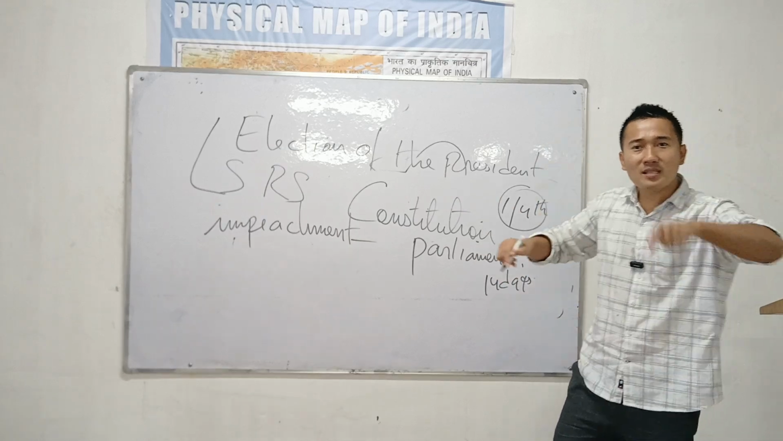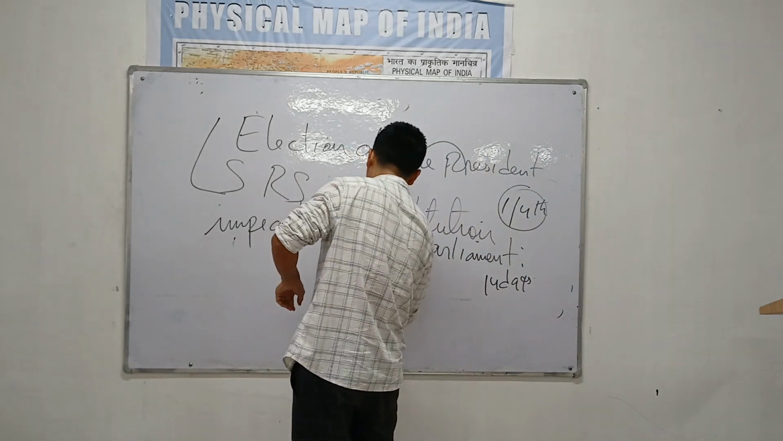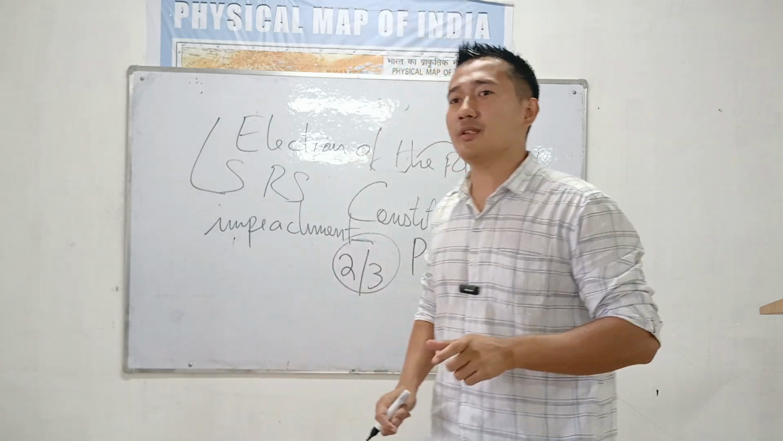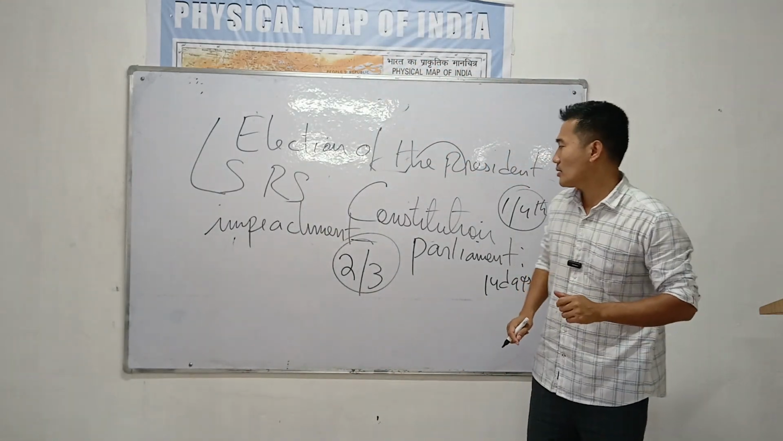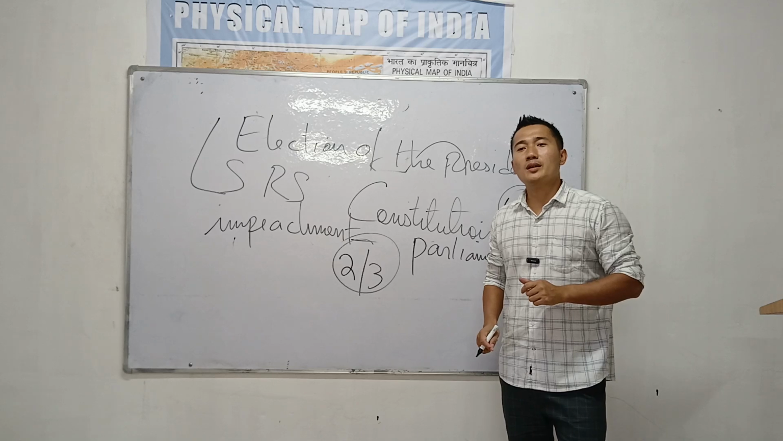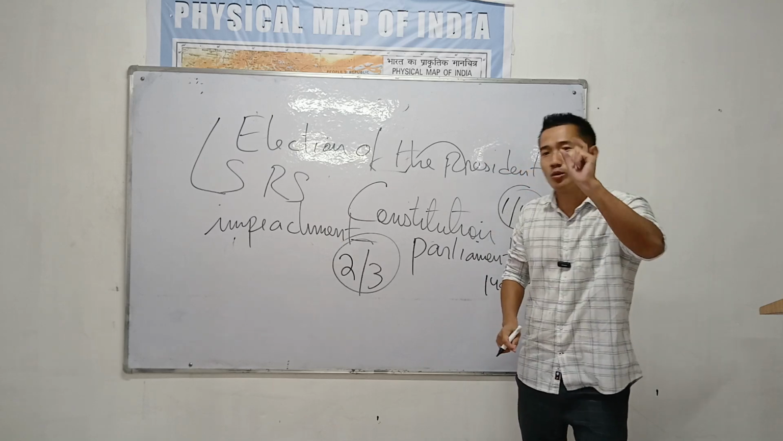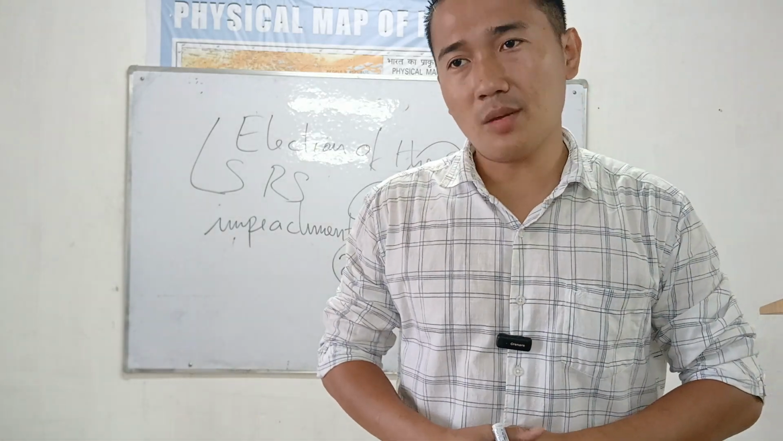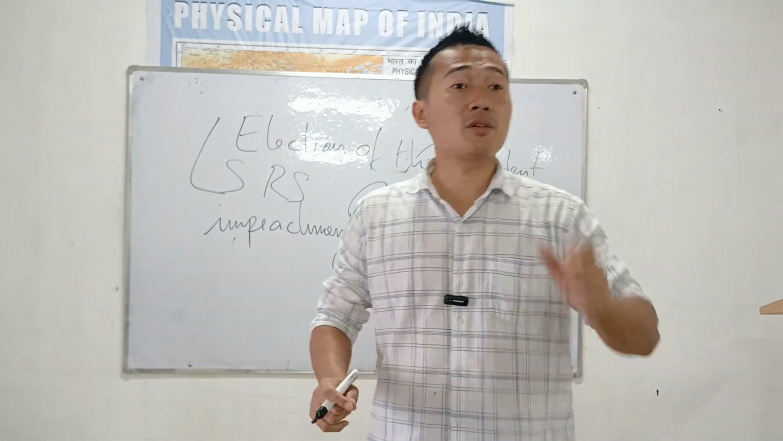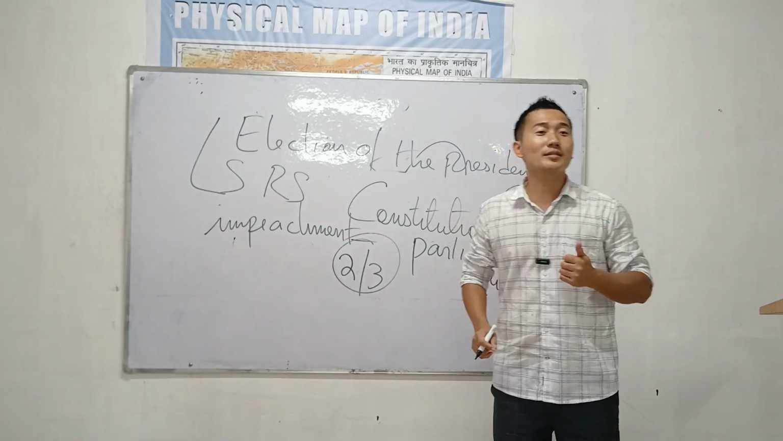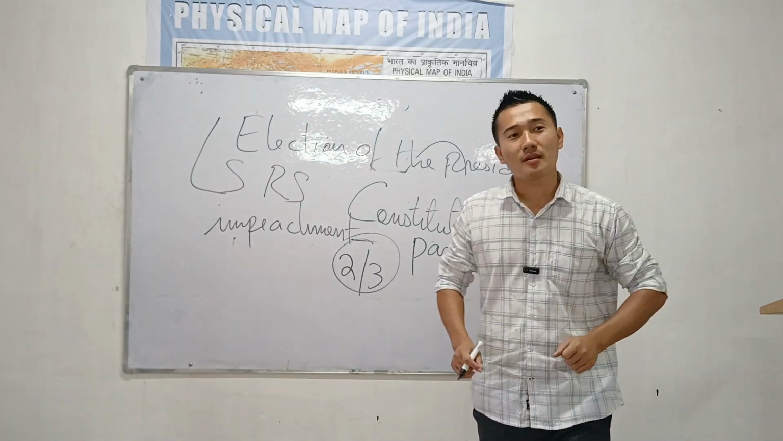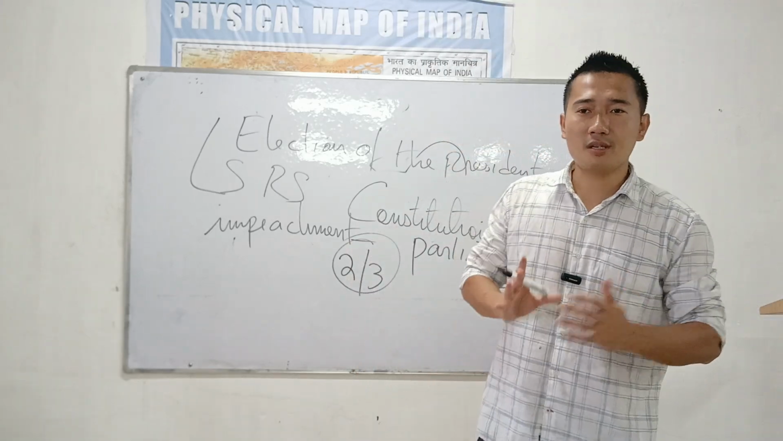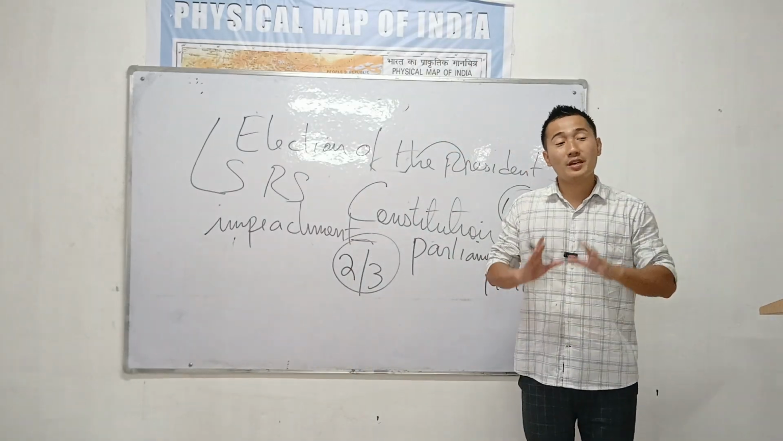Rajya Sabha must pass the resolution by at least 2/3 majority. Too important. Absolute majority. The Rajya Sabha should pass the resolution supported by 2/3 absolute majority. After that, it will go to the other house, that is the Lok Sabha. And Lok Sabha should also pass the resolution supported by 2/3 majority, which means absolute majority. So that is how the President of India can be removed through a process of impeachment.